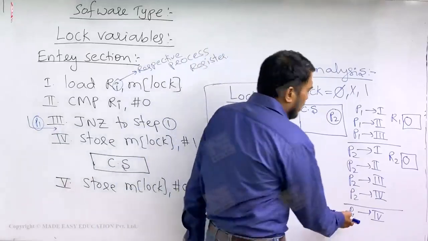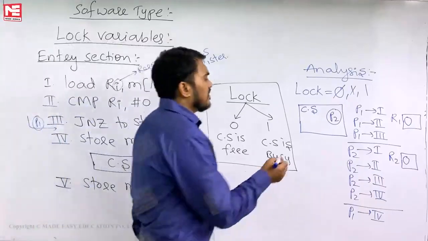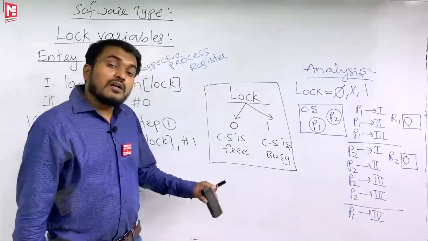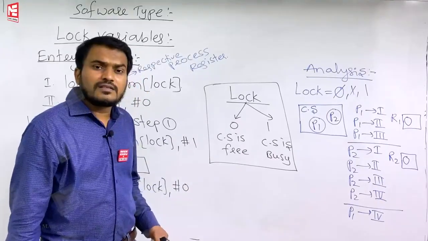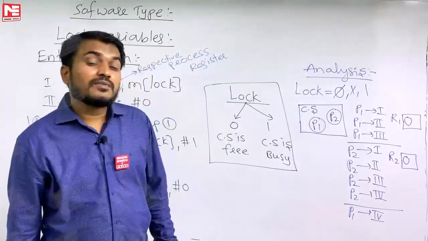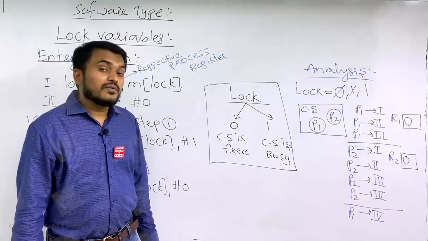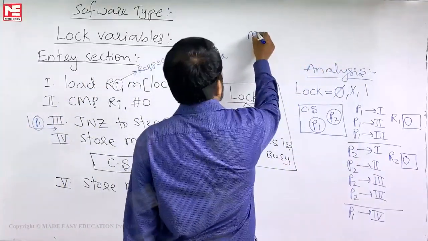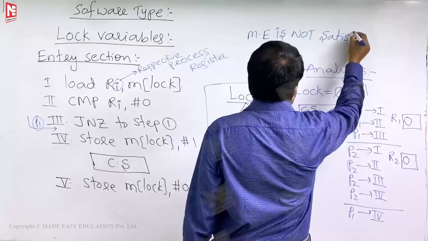Now look at here. P1 also executed the fourth instruction, and then P1 will comfortably enter into the critical section. P2 was already executing the code in the critical section, and you preempted and brought P1 into the critical section as well. So it means both are accessing the critical section shared variables at the same time. What is the problem? Mutual exclusion is not satisfied.